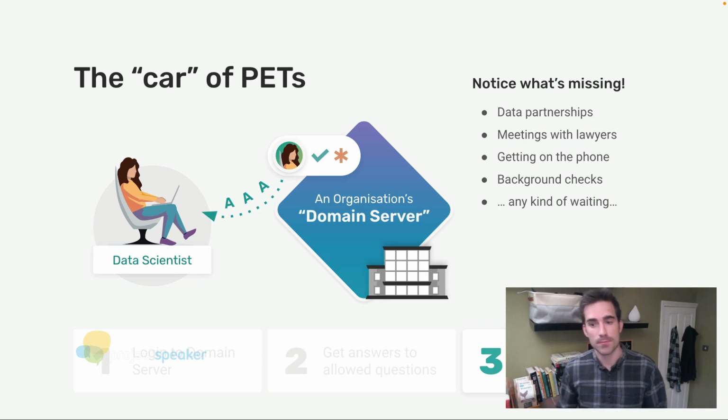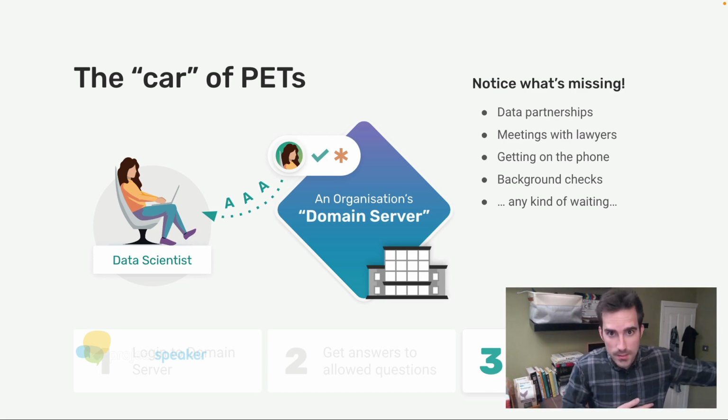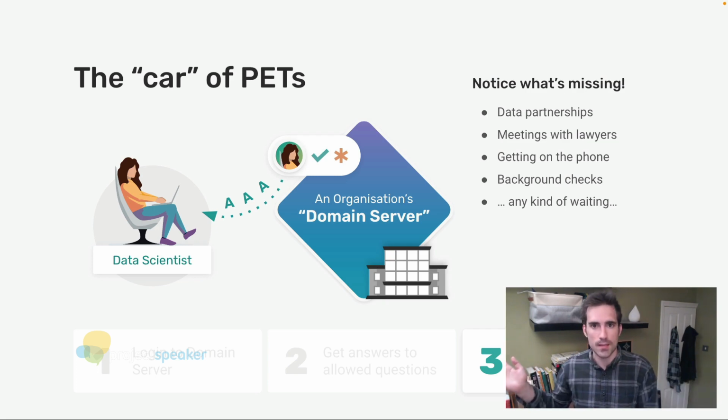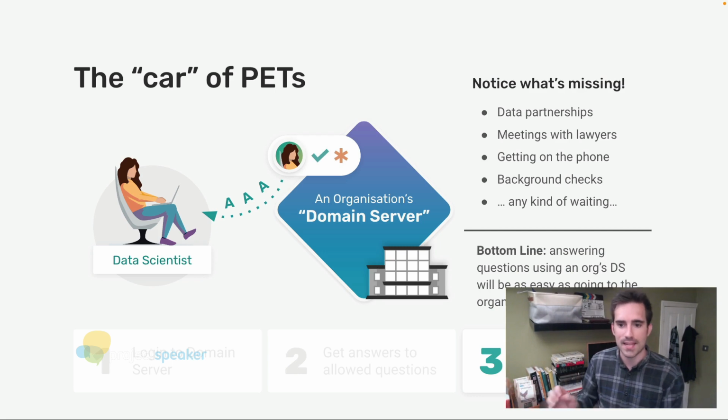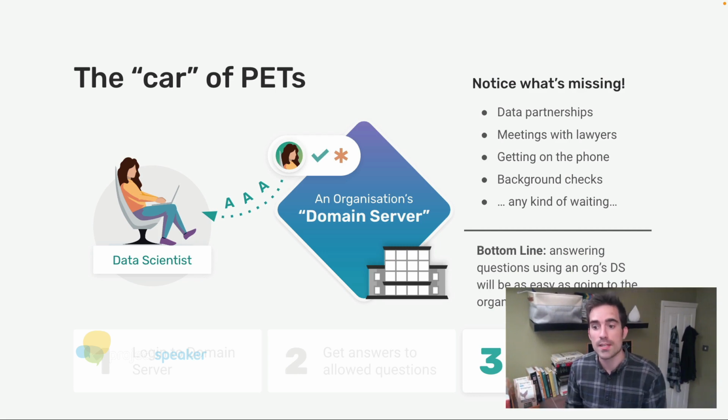Now notice what's missing from this process: bespoke data partnerships, meetings with lawyers, getting on the phone, background checks, any type of waiting or delay. Those are the key activities that cause a data partnership with a hospital to take 6 to 9 months, as opposed to it being a sub-second API call. And the bottom line here is that answering questions using an organization's domain server should be as easy as going to that organization's public website.